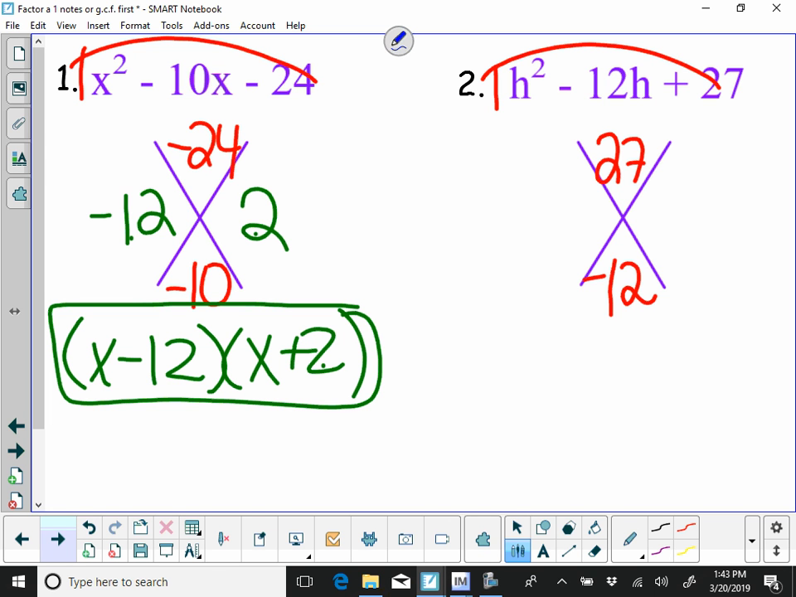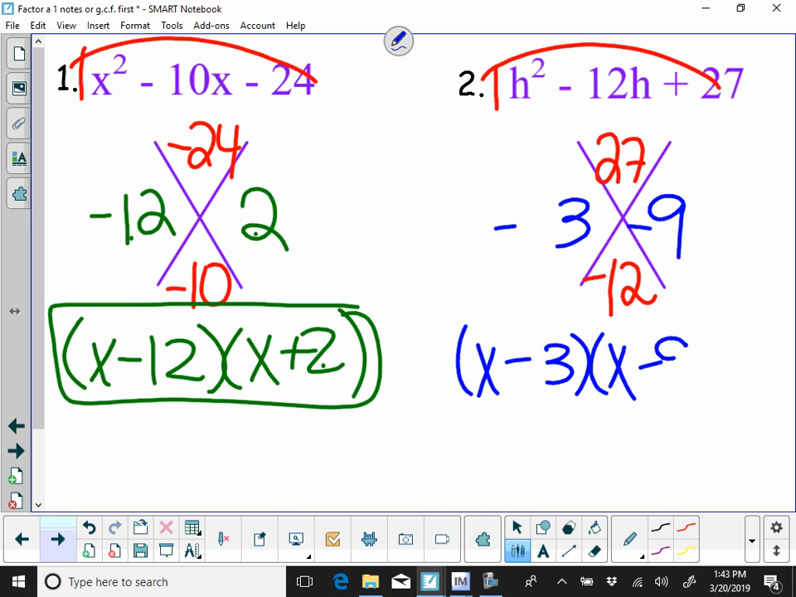Okay, what's next? Alright, well, if you don't know, let's do this. Don't yell it out. For 27, we've got 1 and 27, and we've got 3 and 9. That's the only two things, right? So which one will give me a 12? 3 and 9. In order to be positive, they both have to be negative 3, negative 9. Okay, so how are we going to write our answer? There you go.